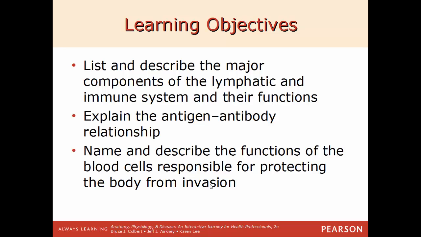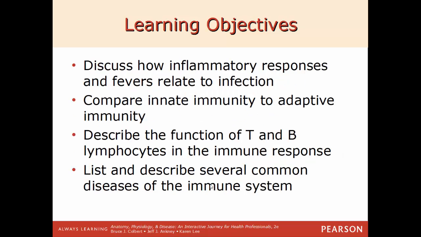Some learning objectives for this chapter: be able to list and describe the major components of the lymphatic and immune system and their functions. Explain the antibody-antigen relationship. Name and describe the functions of the blood cells responsible for protecting the body from invasion. Discuss how inflammatory responses and fevers relate to infection.